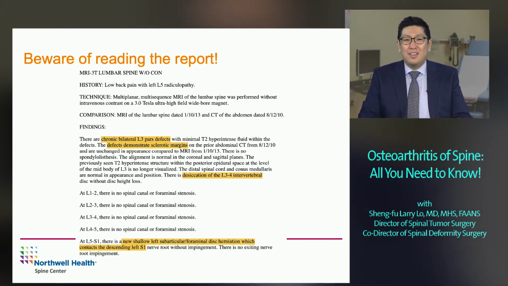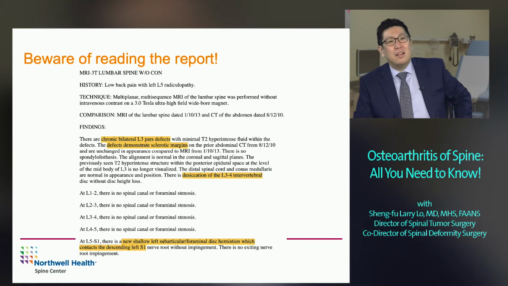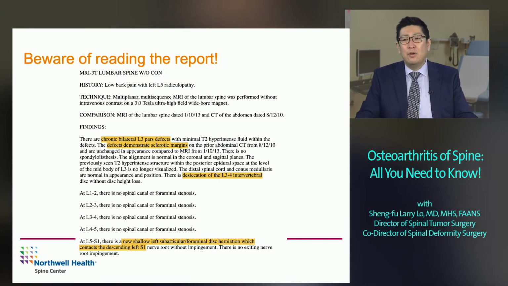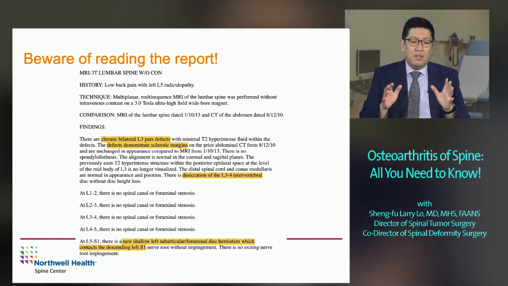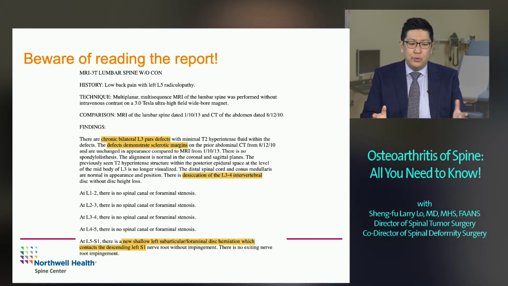It turns out that this patient has a very, very mild case of low back pain with radiation down the leg that got better with just some physical therapy. So again, just be aware of reading the report because it's the radiologist's job to call out every minor imperfection that they see on the MRI. But it's the clinician's job to figure out which of the findings are relevant and which aren't because it's such a common finding.